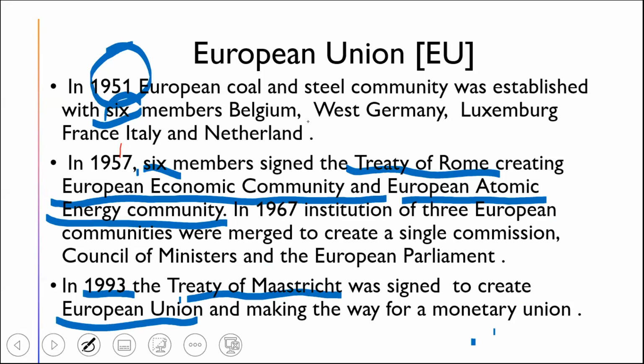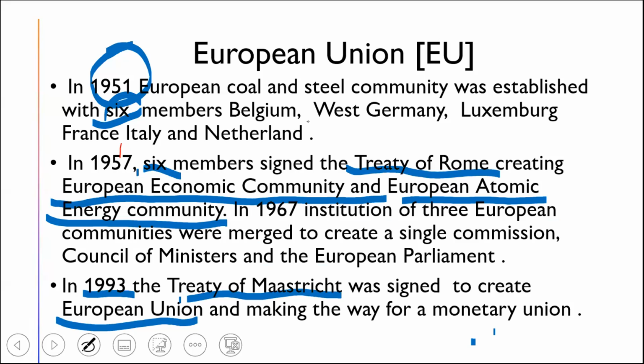And because of that, the European Union was created. I am repeating, in 1993 the European Union was created. It was created through a treaty. The treaty's name is the Treaty of Maastricht. Have you written that? There are 3 points.